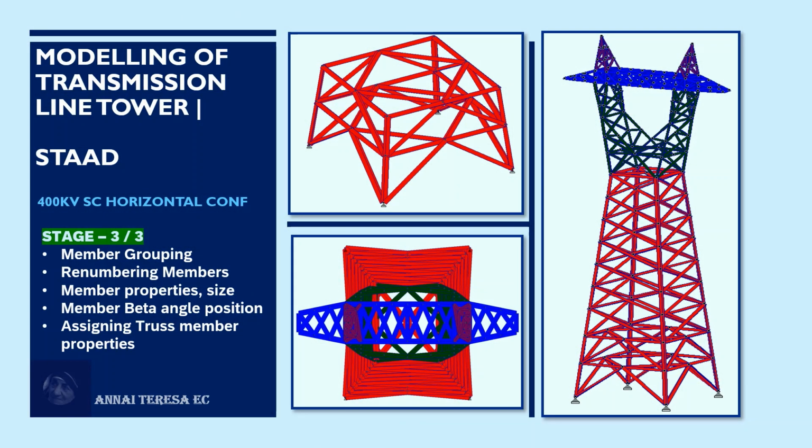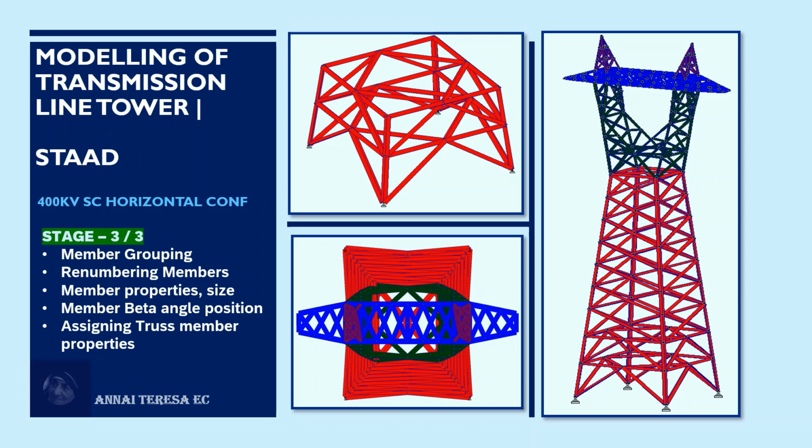Welcome viewers. In this video we are going to do modeling of transmission line tower using STAAD.Pro. In this we are going to do 400 kV single circuit horizontal configuration. This is stage 3 of 3. In this, member grouping, renumbering members, member properties size, member beta angle position, assigning truss member properties. So these are the major modeling requirement of any structures which we are going to see in this stage 3.